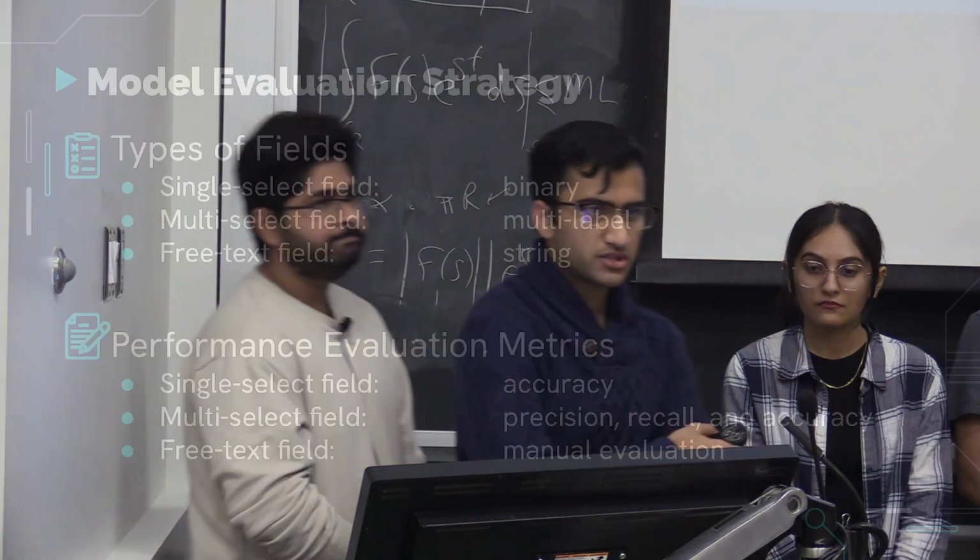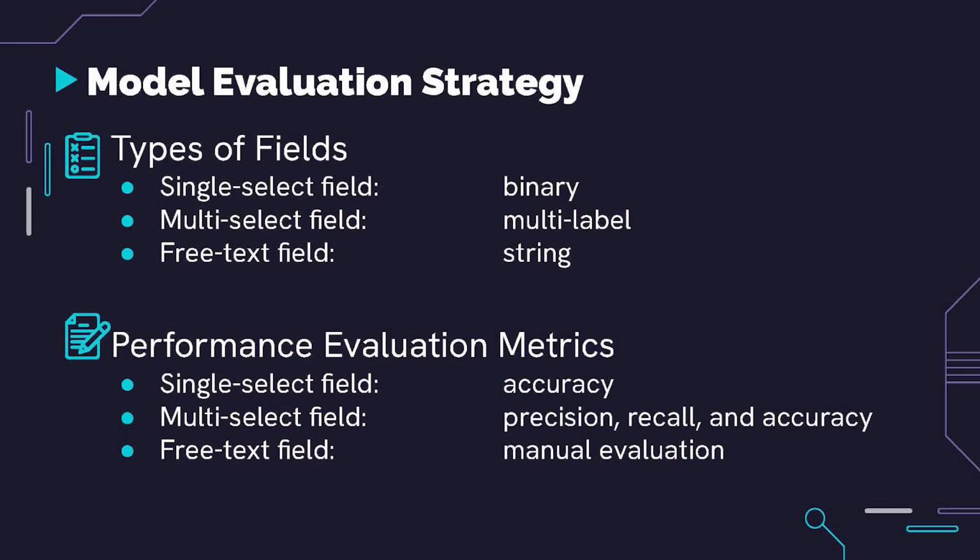Moving on to evaluation. Our evaluation depends on which type of field is being evaluated. So we have single select fields, which is basically just a text box. It can be on or off. We have multi-select fields, which is like a set of related fields. So a few of them could be on or off. And there's free text field, which is basically just a string.